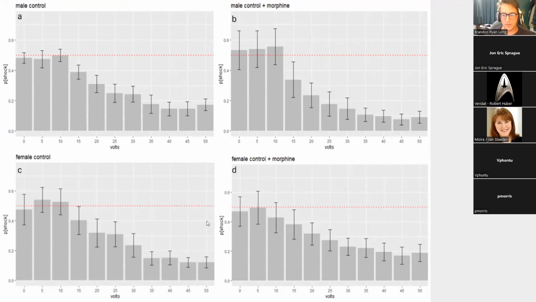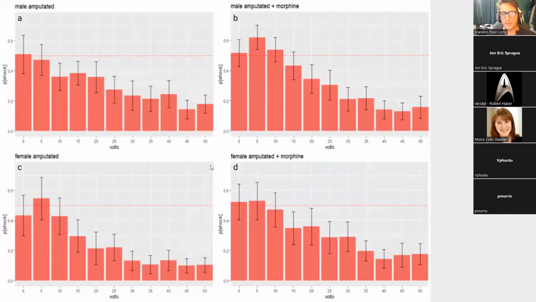Not really anything to speak of on the ANOVA side. Not really any effects on probabilities. There are some effects on activity that we'll talk about in a minute, but there doesn't seem to be any simple direct effects on the probability of shock in either sex.